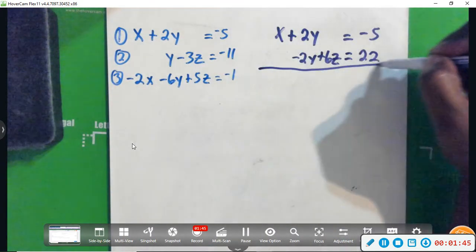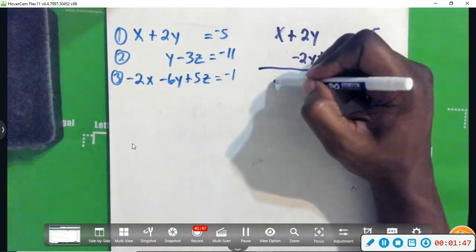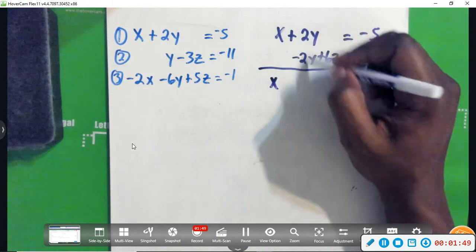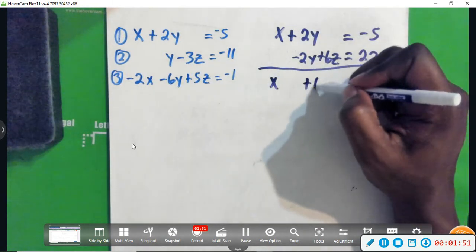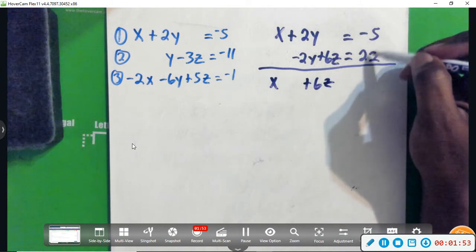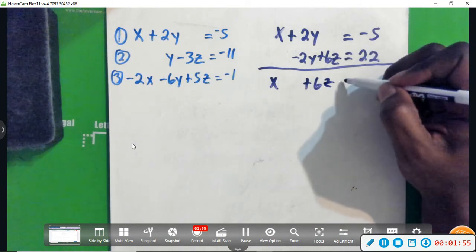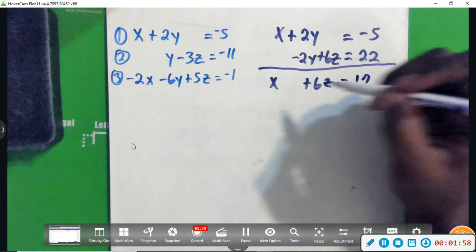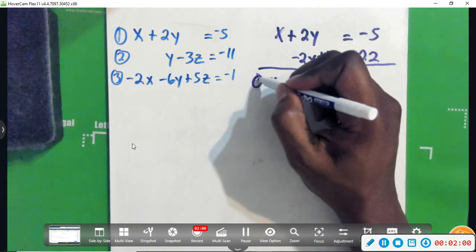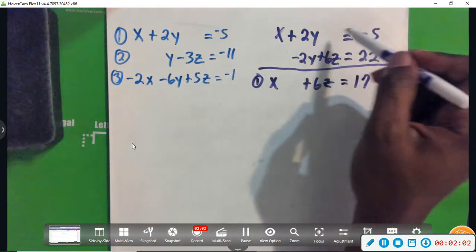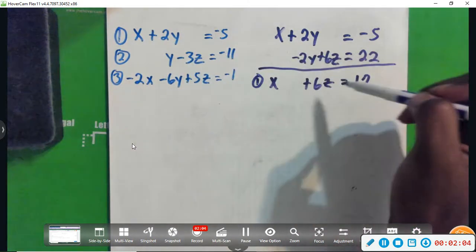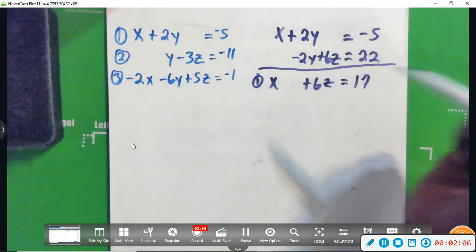Alright, combining these will give me x, the y's cancel, plus 6z, and subtract here, and that gives us a positive 17. Okay, so we're calling this my new equation number 1, because I started with 1, left it the same, added this manipulated version to get rid of y. This is my new number 1.